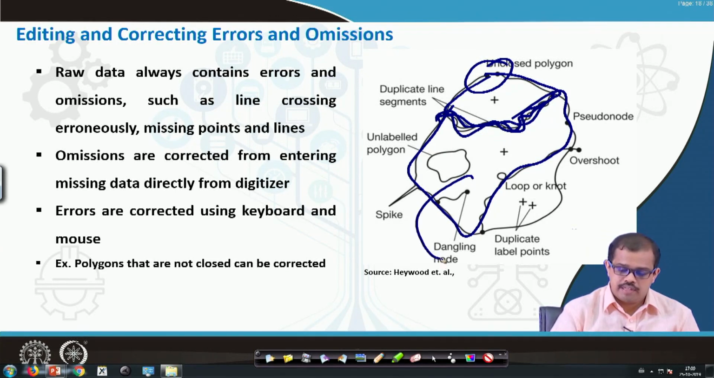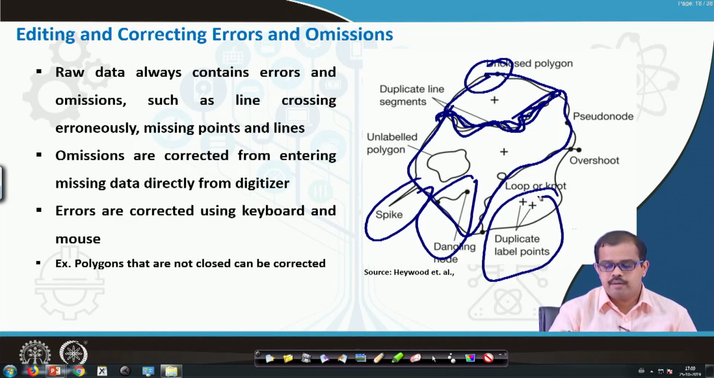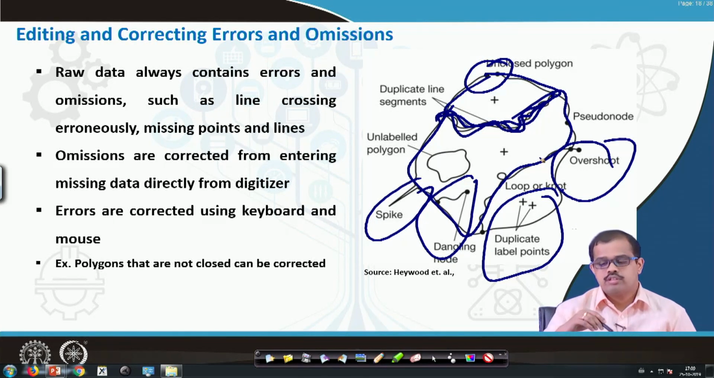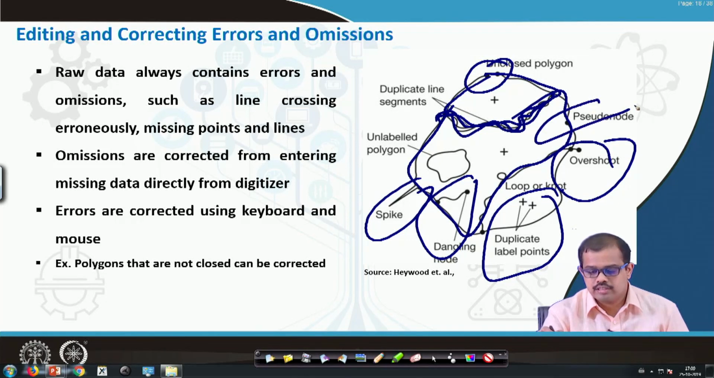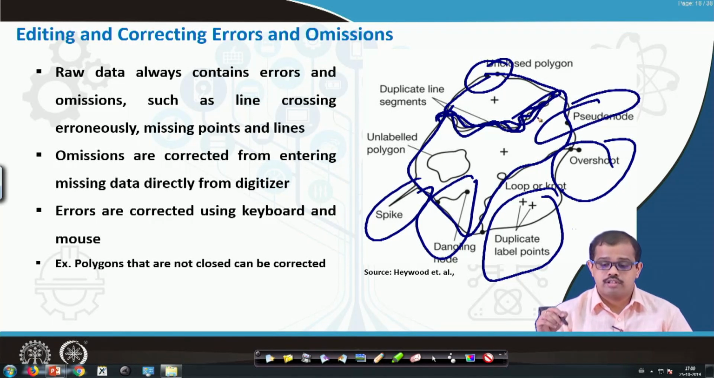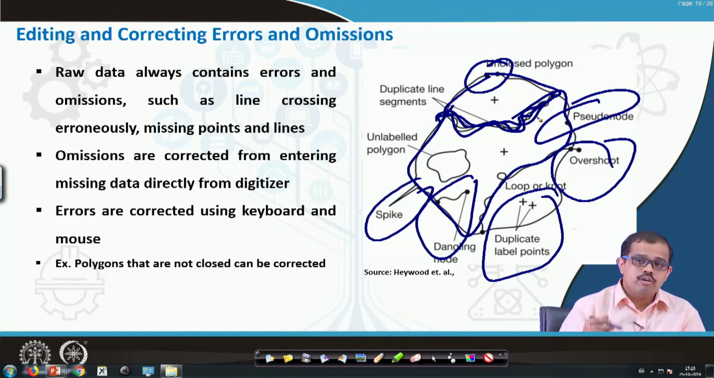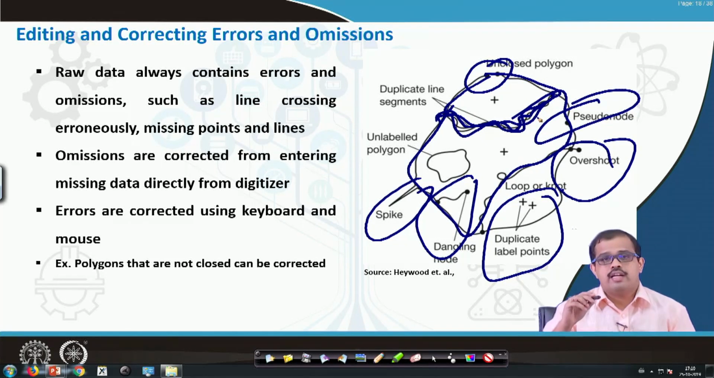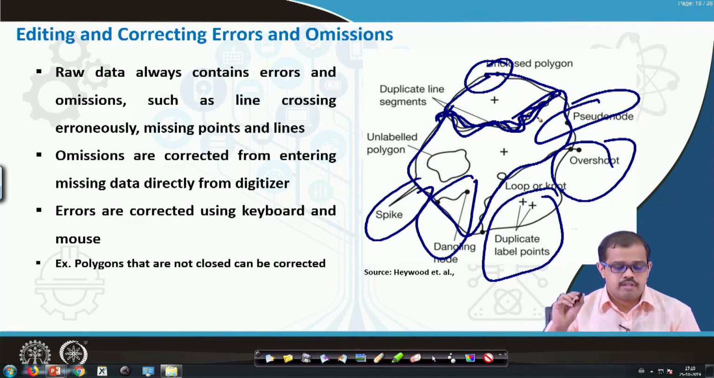For example, you have a dangling node here, you have a spike here, you have duplicate label points. The same thing is called a loop, the same thing is called a knot. You have an overshoot here, and you have a node that is not required here, which is also called a pseudo node. All of these are errors that are actually there in this particular database. So these errors have to be corrected.